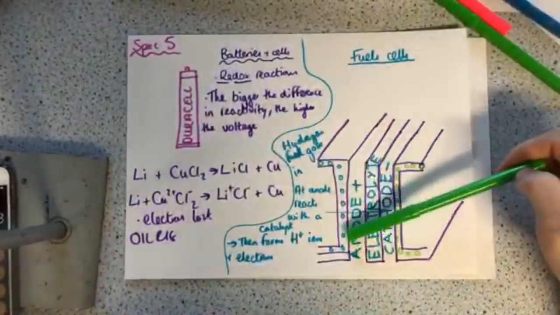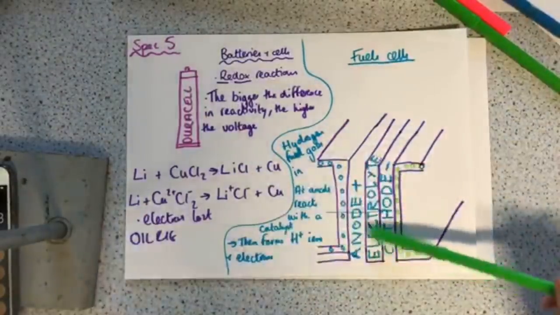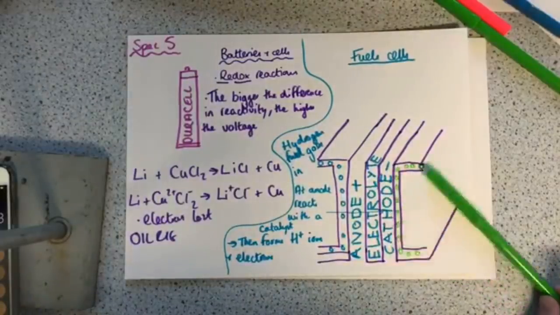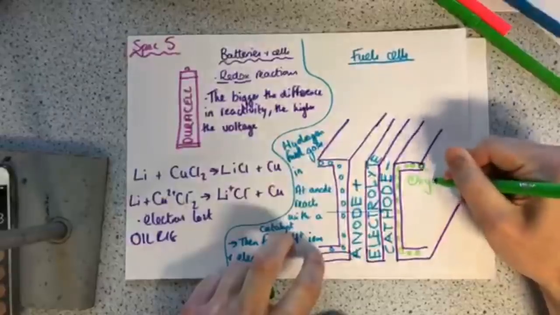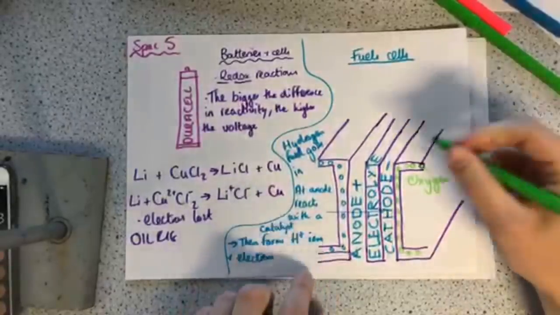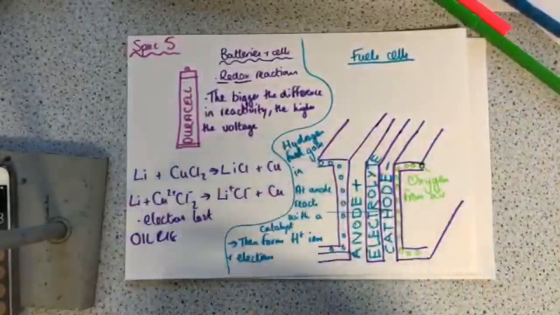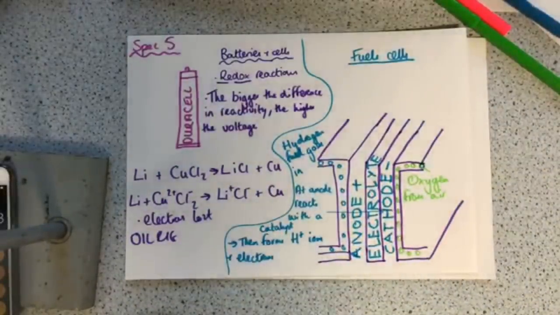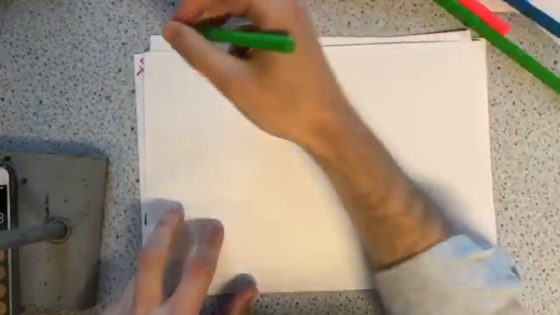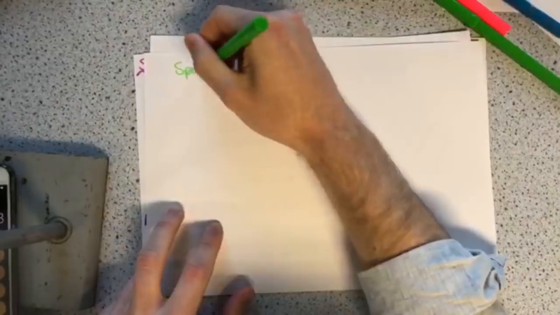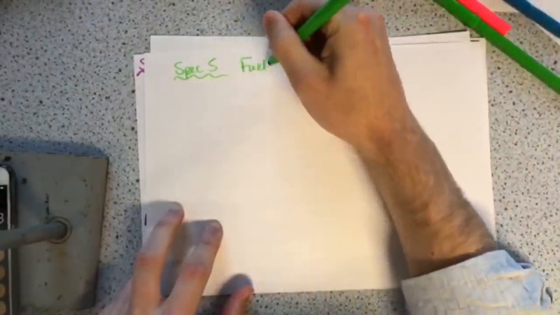So hydrogen goes in. What it does is it basically gets stripped of its electron, and then it makes its way to the cathode. When it gets there, it reacts with oxygen. So this is oxygen from the air. And it forms water and heat. The final thing that I'm going to write down are the half equations. So, spec 5. Fuel cells.